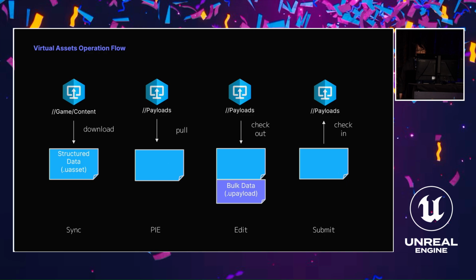To be more specific, here is an image of an operational flow using a virtual asset. This example shows a virtualized texture asset. The user first downloads the asset file, which is the minimum required to use the asset in the editor. Then the texture can be recognized as an asset and used in the editor. If you do not want to edit the actual data of the texture, you can run play in editor.